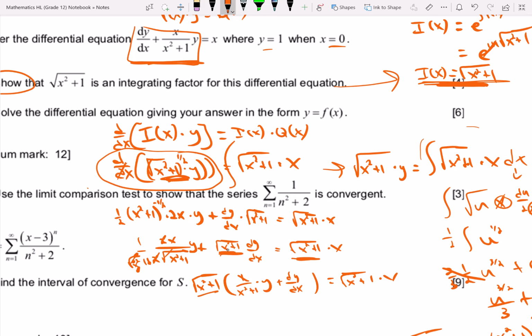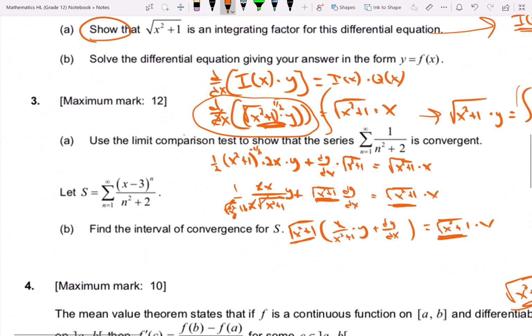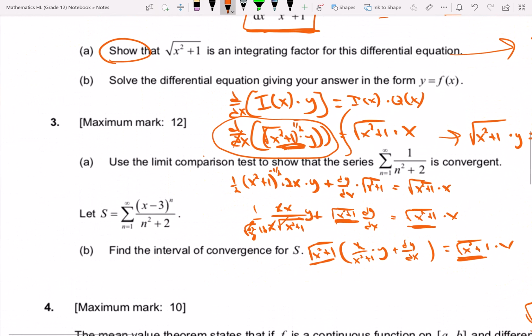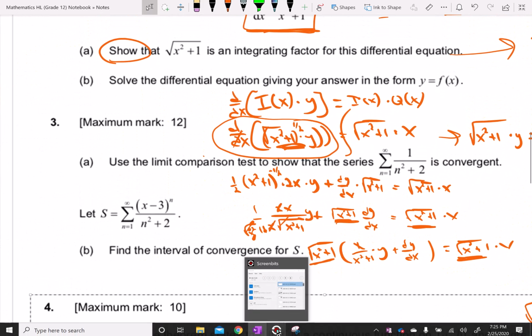Right, and so then you can see there's a common factor, square root of x squared plus 1, which is what we multiplied throughout the whole thing anyway. And so we have shown that that is our integrating factor, right? Because it's just square root of x squared plus 1 times the left side and the right side. So a little bit of extra work that we might have done there. All right, so I'll move on to number 3 here and do a different video for it.